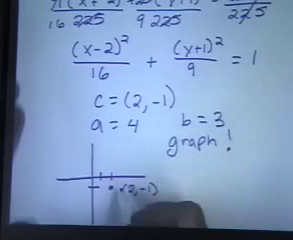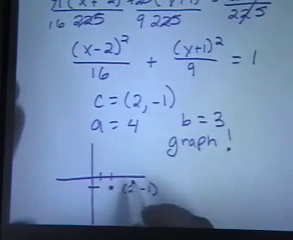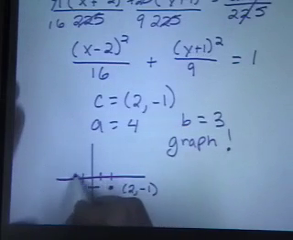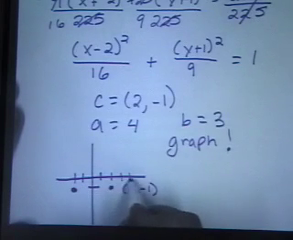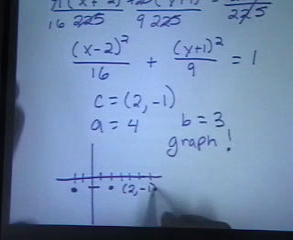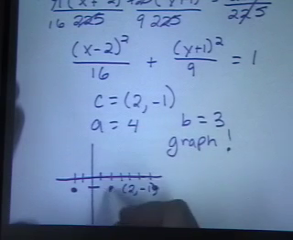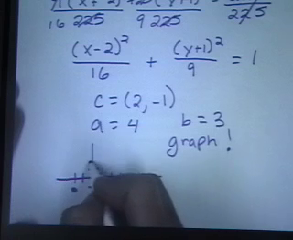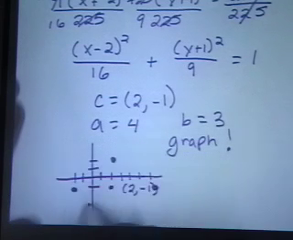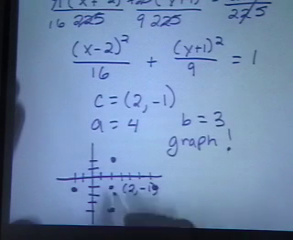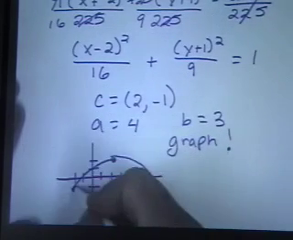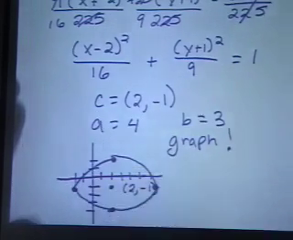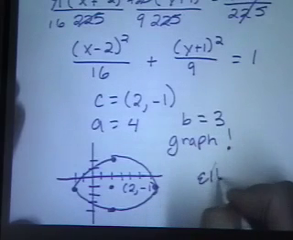My a is to the left and to the right, so I'm going to go 4 to the left here: 1, 2, 3, 4. Plot my point. I'm going to go 4 to the right: 1, 2, 3, 4. Plot my point. I'm going to go 3 up: 1, 2, 3. Plot my point. And 3 down: 1, 2, 3, and plot my point. Make sure you have labels on all those points, and you have just graphed your ellipse.